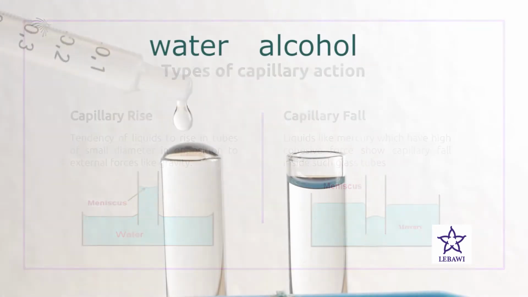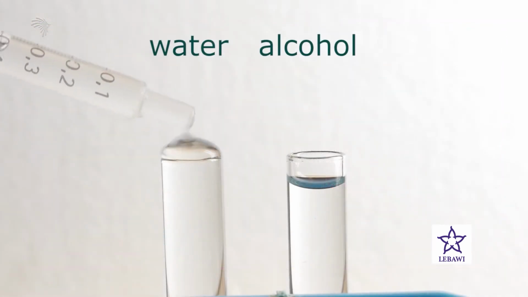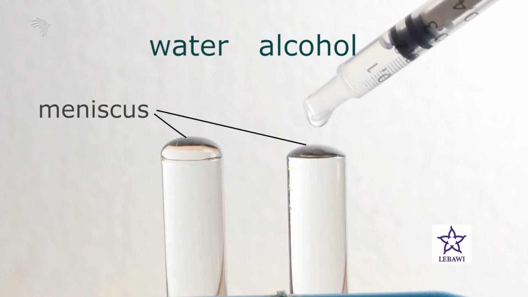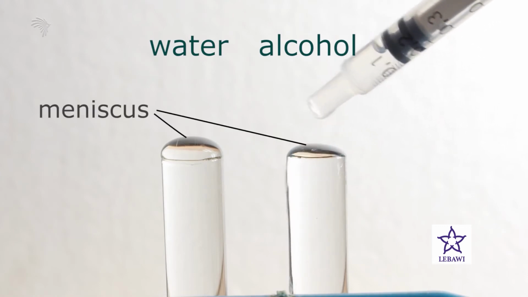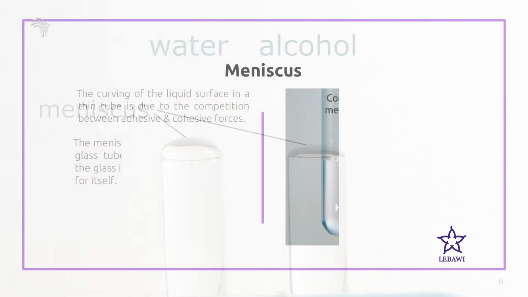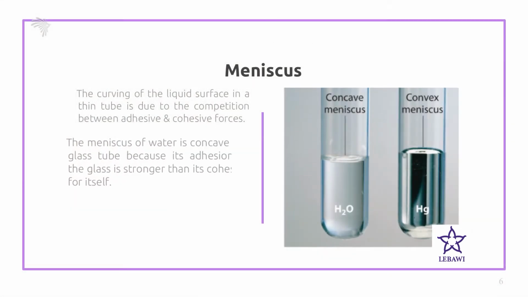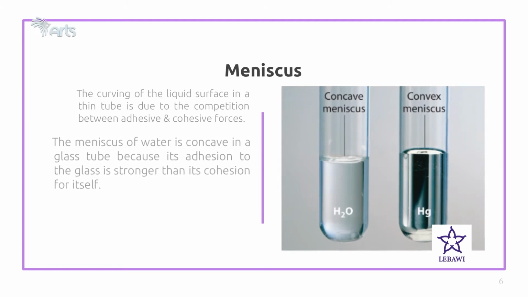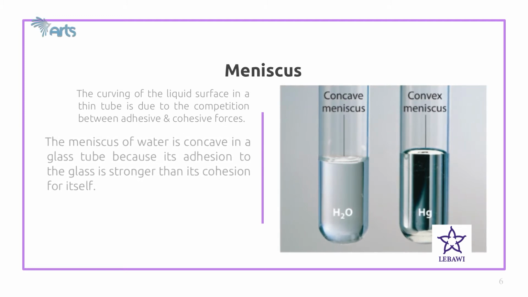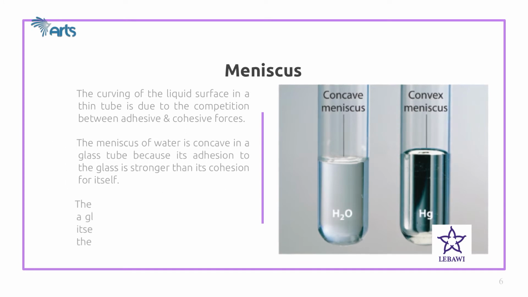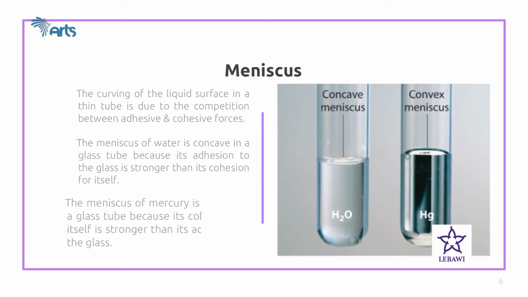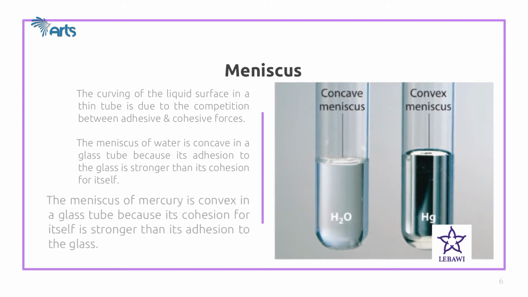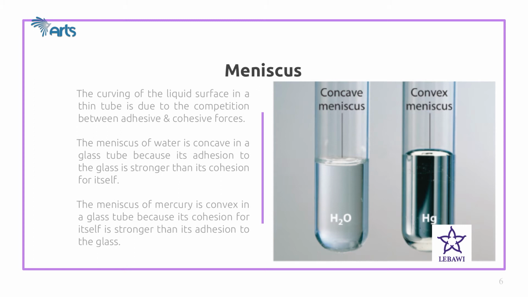The other point is meniscus. The curving of the liquid surface in a thin tube is due to the competition between adhesive and cohesive forces. The meniscus of water is concave in a glass tube because its adhesion to the glass is stronger than its cohesion for itself. But the meniscus of mercury is convex in a glass tube because its cohesion for itself is stronger than its adhesion to the glass.